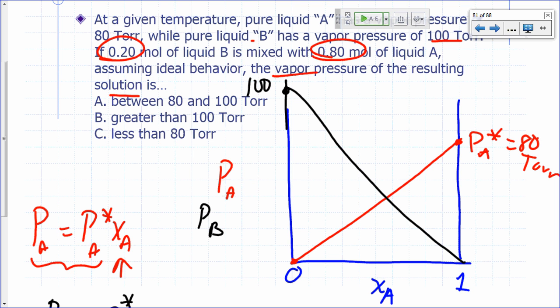So if you add these two up, the black and the red, what you'll find is you just get this straight line right here. So a mixture of the two will have a vapor pressure that's in between. That would be the consequence of both liquids following Raoult's law. Now, they're not necessarily going to follow Raoult's law. Like I said, there tends to be deviations from Raoult's law. We're not going to get into that. This would be the ideal case.